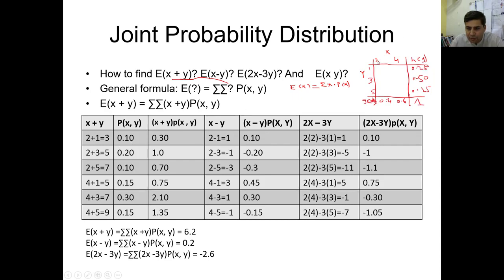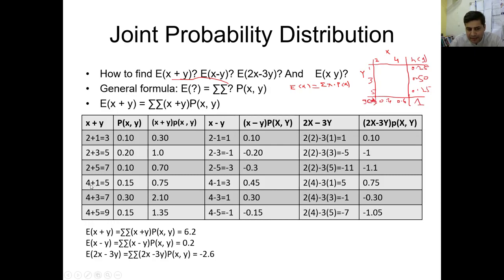When x is equal to 2 and y is equal to 3, how do you calculate this value? 0.4 multiplied by 0.50, you will get this value. How do you get the joint probability when x is equal to 2 and y is equal to 5? When x is equal to 2, the value is 0.4. When y is equal to 5, the value is 0.25. So 0.4 into 0.25, you will get 0.10.